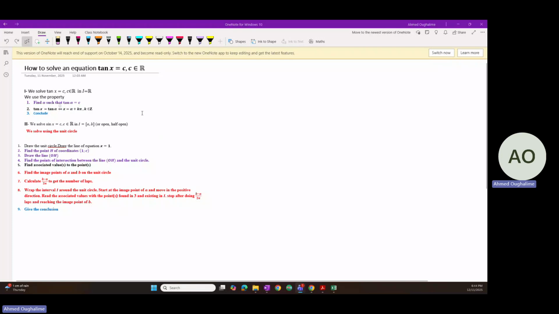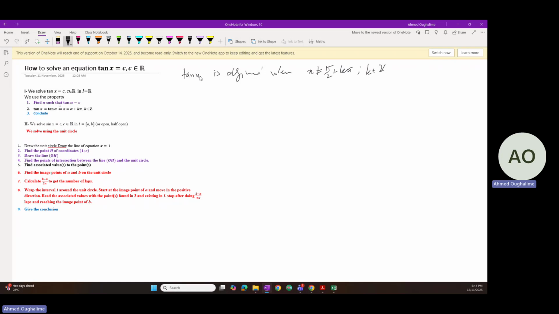So in this video, we are talking about how to solve the equation tan x equal to c such that c is a real number. We know that the function tan x is defined when x is different of pi over 2 plus k pi such that k belongs to Z.